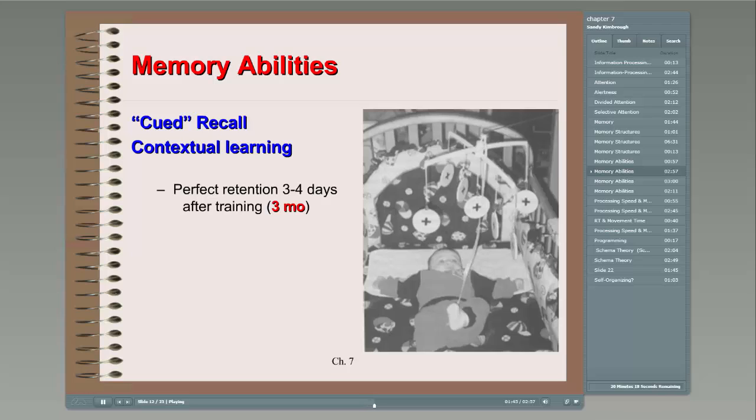This training lasted up to 42 days after they were trained, and they still kicked more when they were placed in the same environment. So when they were put in the same crib that had the same fabric pattern and the same mobile.